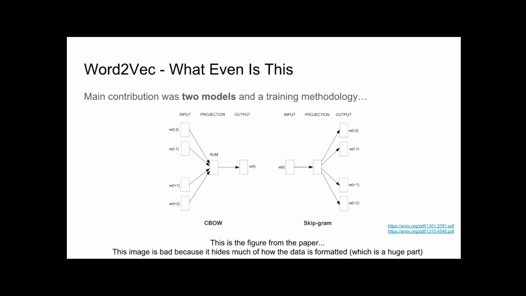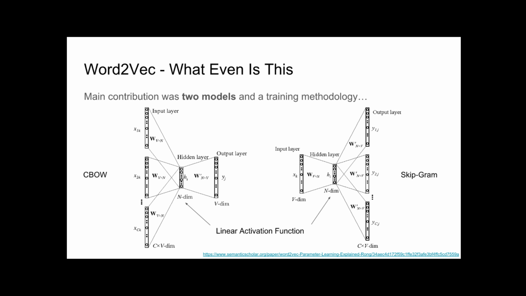This diagram is the one from the paper. It's a little bit confusing because it skips out on a lot of math. This is the one that actually talks about everything.